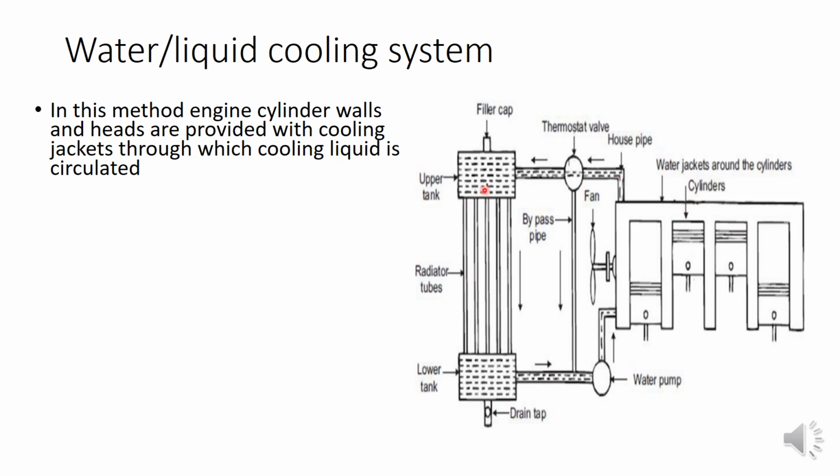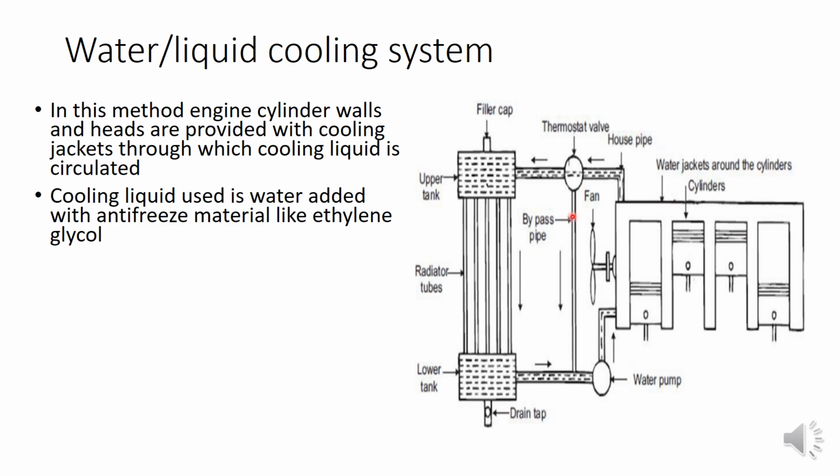This is the figure of a water cooling system. You have to draw this figure for the examination. A neat figure is to be drawn. And this is the cooling jacket we are talking about. This is a 4-cylinder engine. You can see 4 cylinders here, and each cylinder is surrounded by cooling jackets through which we continuously circulate the cooling water.